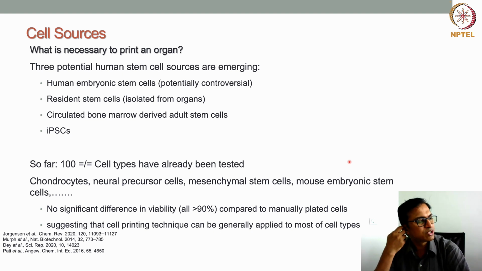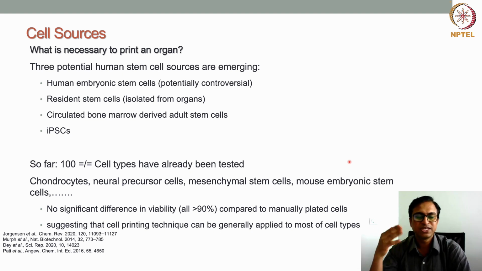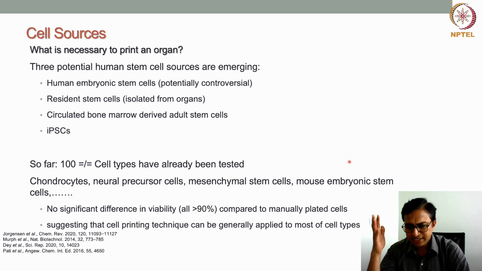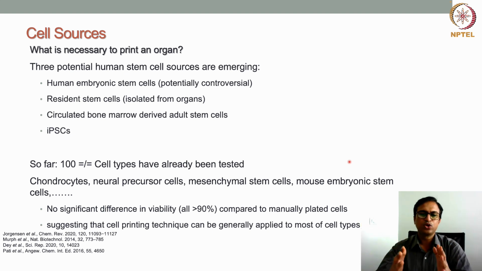There are different types of cell sources, like human embryonic stem cells, but they are potentially controversial. We have seen that there has been some stem cell banking where people collect stem cells from the early embryo, and then that has been preserved. Either it can be from umbilical cord tissue, or anything that is preserved with the hope that it can be used in the future for that particular person. But that is controversial.